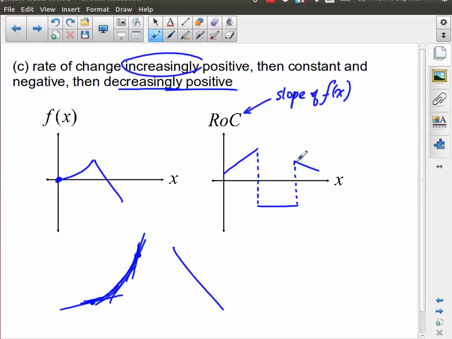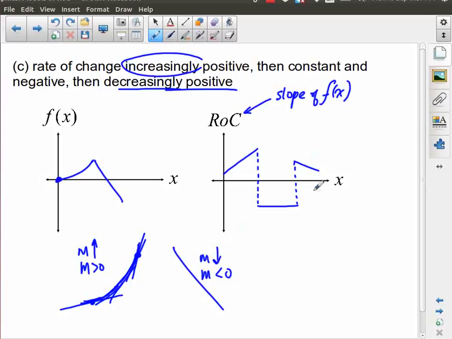Then we go back to having a positive slope. So from here to here, we have a positive slope, but it's getting smaller. So here, my slope was positive and my slope was increasing. Here, my slope was negative. Sorry, I was about to write 0. It's not 0. Here, my slope is negative and my slope is decreasing.